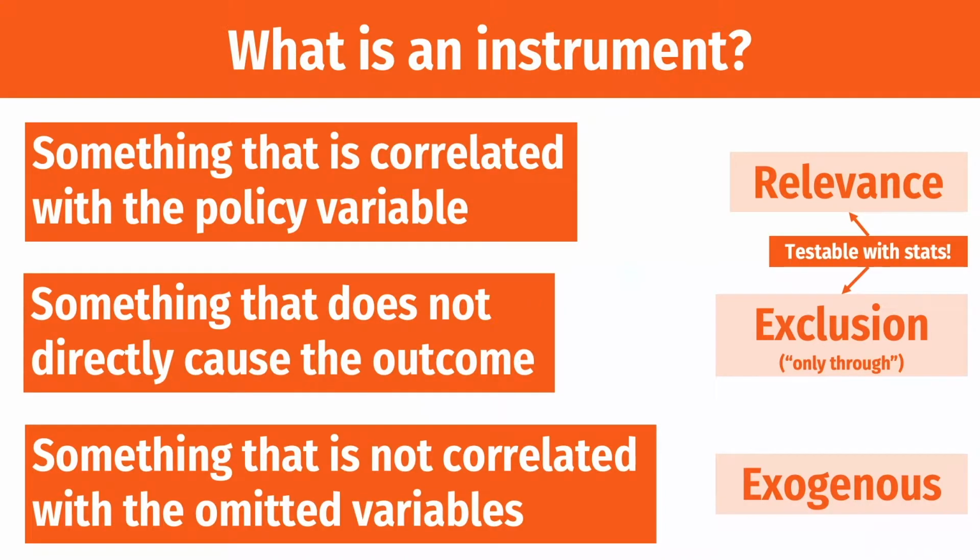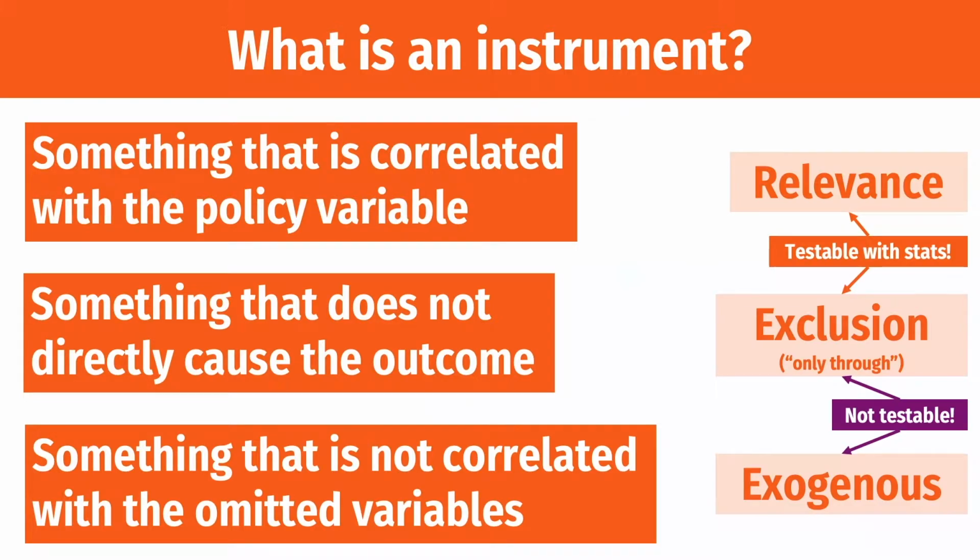And if it is, hooray, you have relevance. The exclusion principle can kind of be tested with stats. You can run a regression to see if your instrument causes or is related to your outcome. But the fact that we have to prove that the instrument only causes the outcome because it goes through the policy, there's no way to test that with a regression model. You can't type anything magical in R or in Stata or SPSS to see if something meets the exclusion principle. There's no way to do that. That's purely theoretical, and you have to justify that it does that.